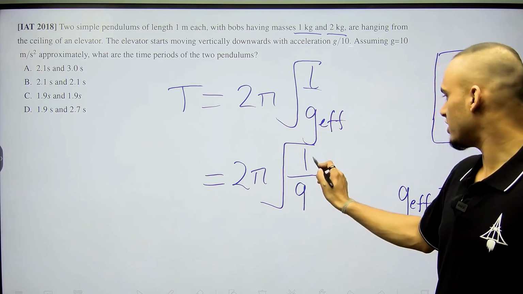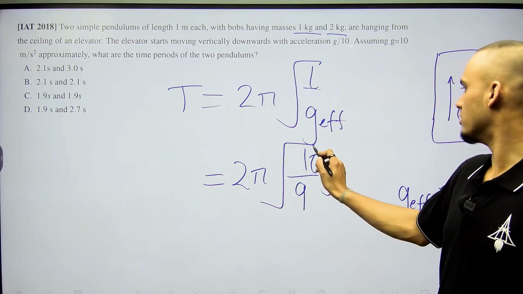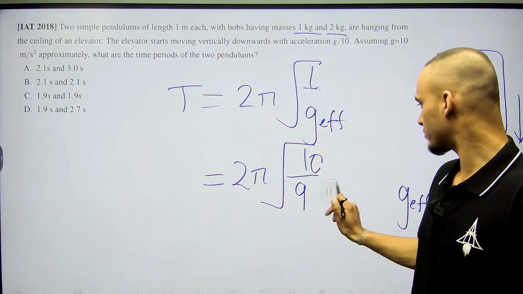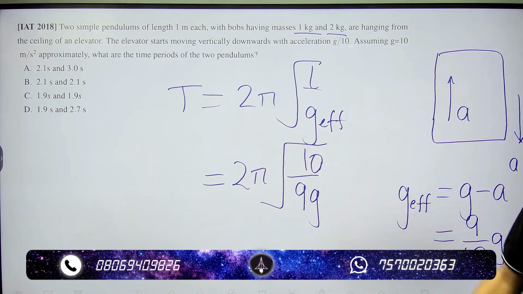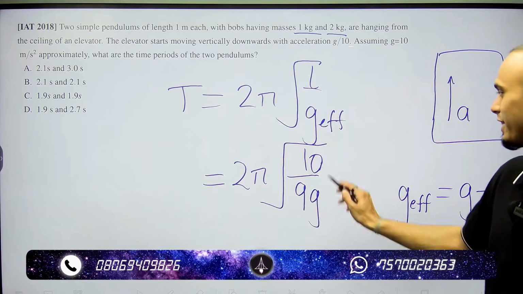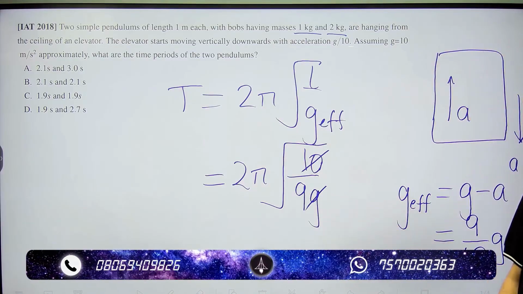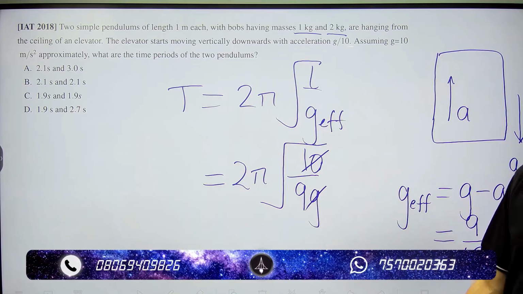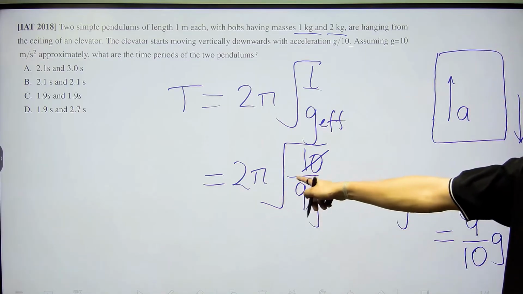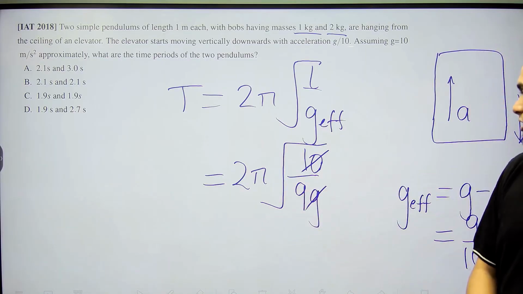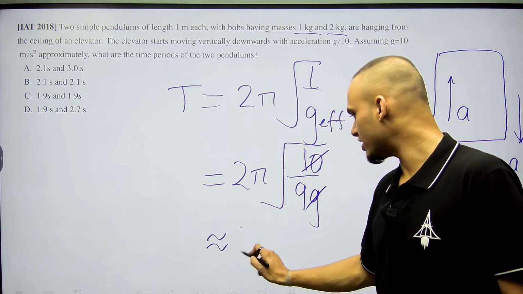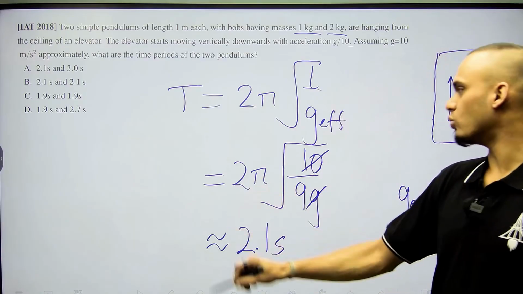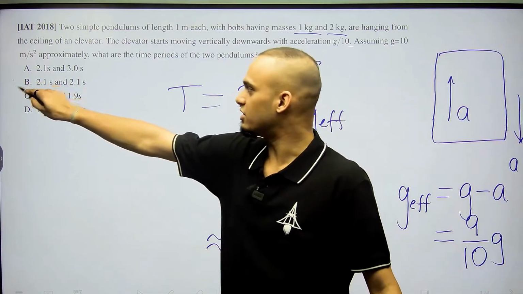You can write 9 by 10, sorry, g over here. If we calculate, the value of 10 is approximately g itself, so we can cancel, and square root of 9 becomes 3, so we are left with approximately 2 pi by 3. So the time period will be just a little bit greater than 1, we can say 2.1 seconds. So B is the correct answer in this case.